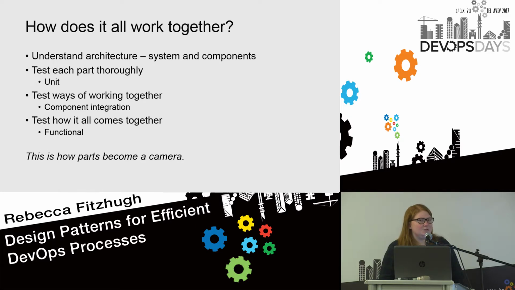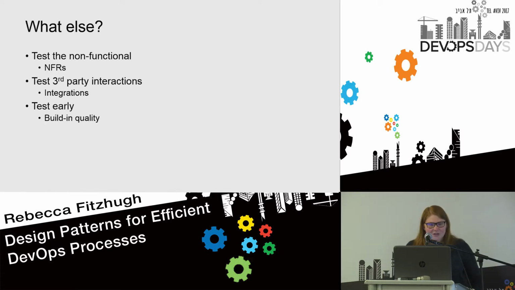So we want to test each part thoroughly, but then test that this camera actually works and can take pictures rather than just making sure that the spring is nice and bouncy, right? Or the mirror reflects. Okay. So what else? There's also things that you can't see that you need to be testing as well. So third-party integrations and also anything that's non-functional. And I think that we should be testing very early.